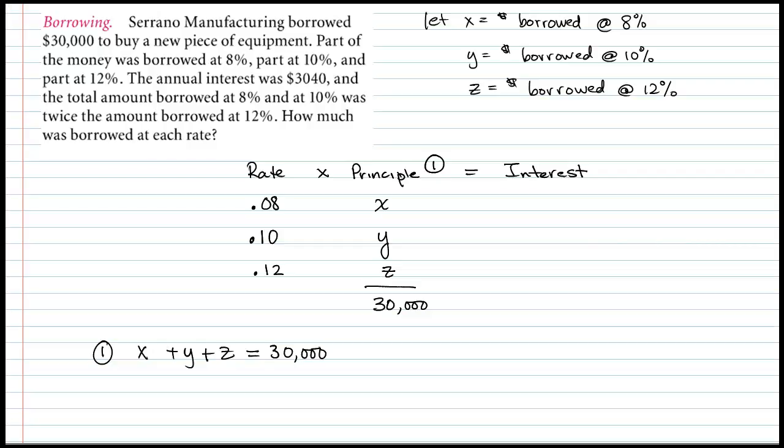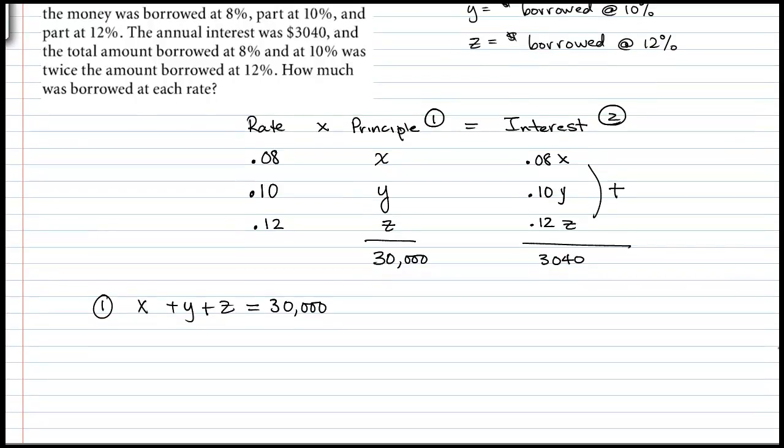The interest on each amount borrowed is earned every year. And the interest is going to be the product of 0.08 times X, 0.10 times Y, and 0.12 times Z. All of that added together will accrue the annual interest of $3,040. And that is equation 2: 0.08X plus 0.10Y plus 0.12Z is equal to the interest of $3,040.